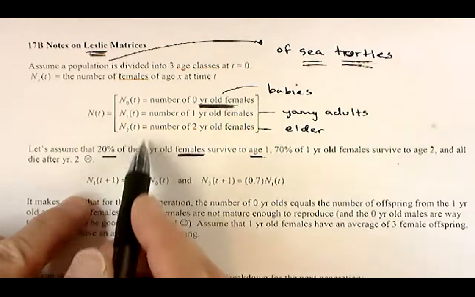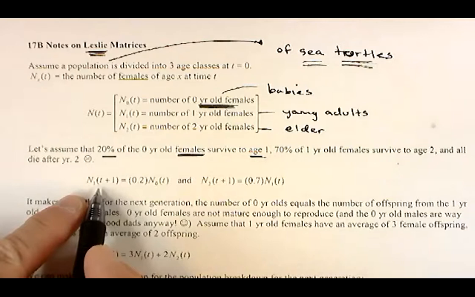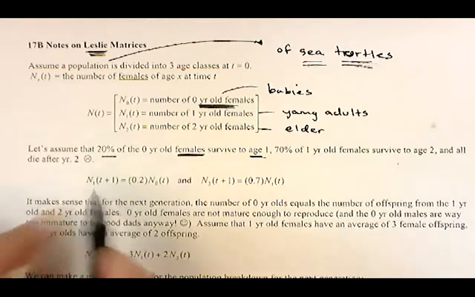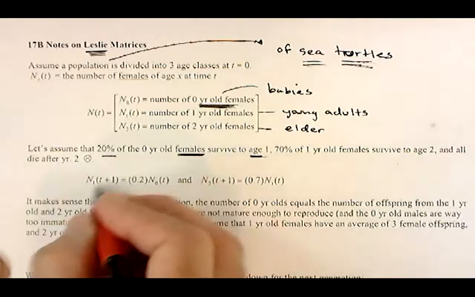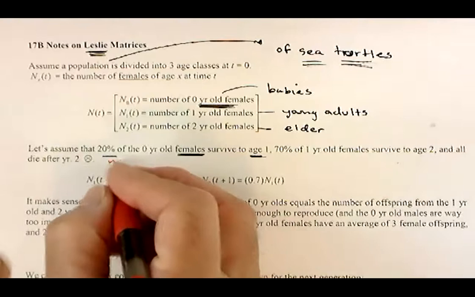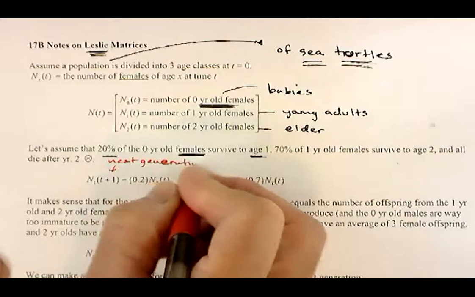So we could express these dynamics with an equation. This might sound familiar from 17A, where you might remember the idea of a recursion, which tells you how to get from one term to the next. It looked like a sub n plus one, or in this case, N sub t plus one. What this is saying is my next generation of one-year-olds. Where do they come from?